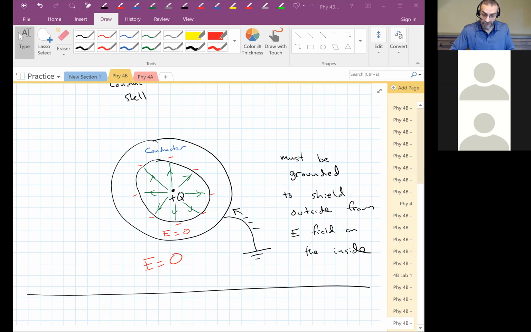So on the outside, there's no net charge, and that's correct.